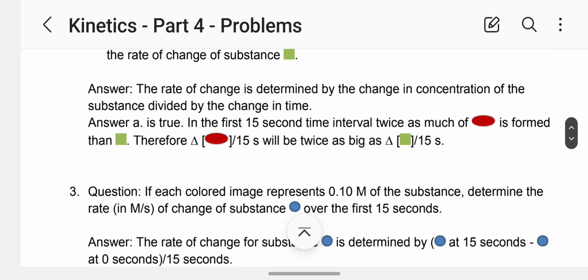So the answer: the rate of change is determined by the change in concentration of the substance divided by the change in time. And A is true in the first 15-second time, and turnover time is as much of that is formed then. So therefore change in molar concentration of the red one by 15 seconds will be twice as big as change in the molar concentration of the green one divided by 15 seconds.